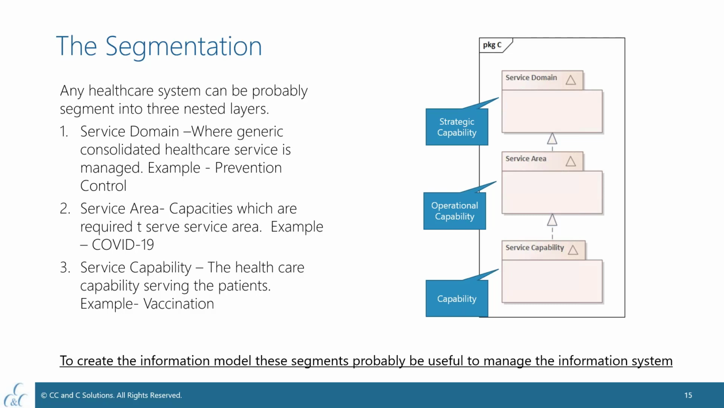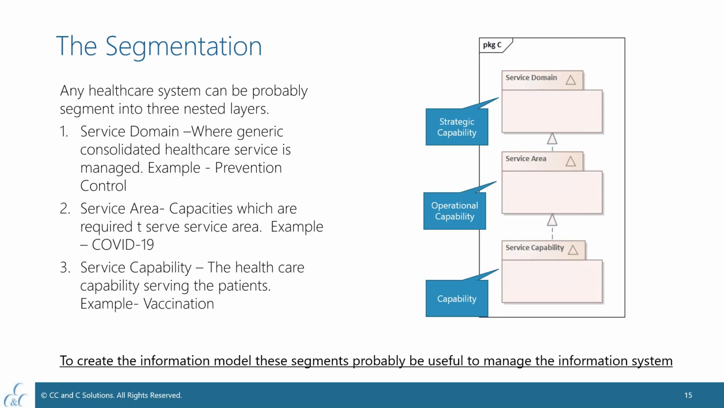Then coming to service area. Service area, you can correlate with something like a department or function, where they have capacity. So testing is a department, your ICU is a department, and sample collection in testing can also be a department. So that is a service area. That is also a capability of the hospital.